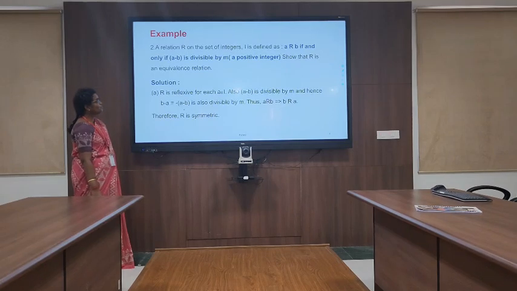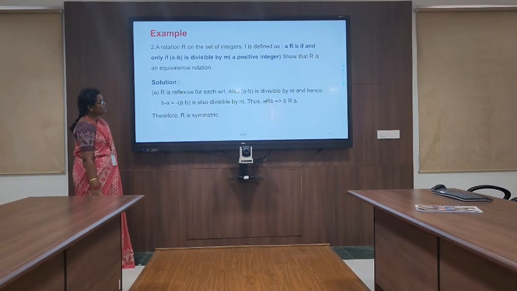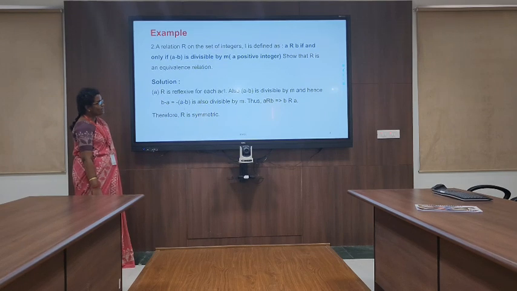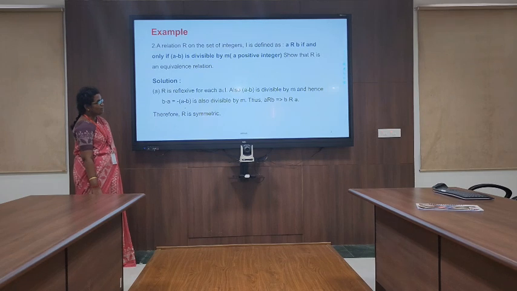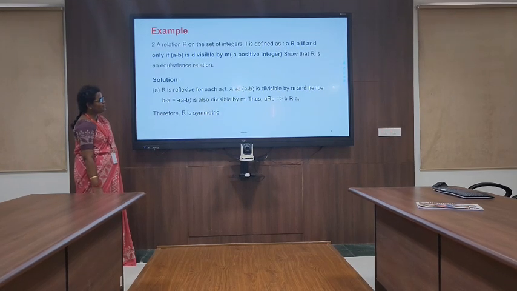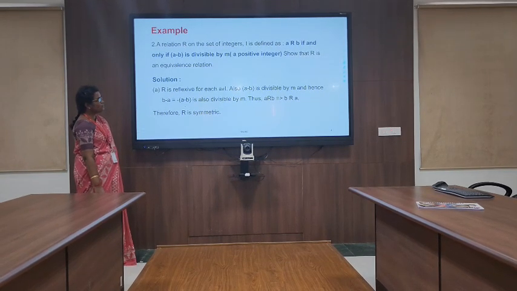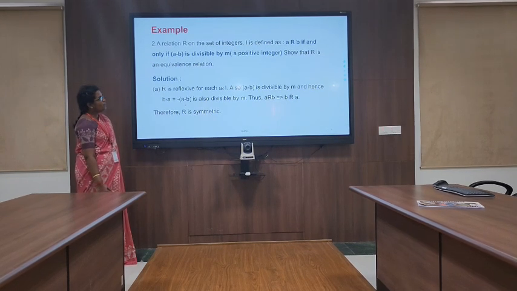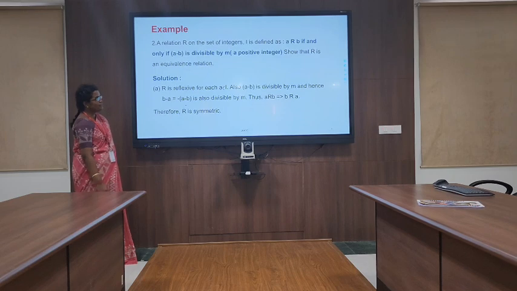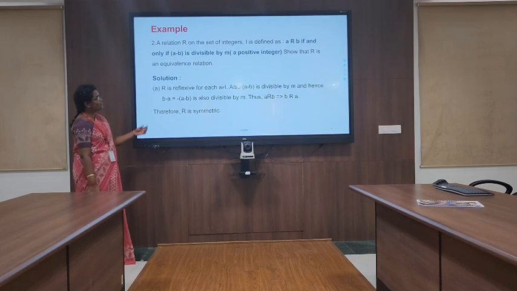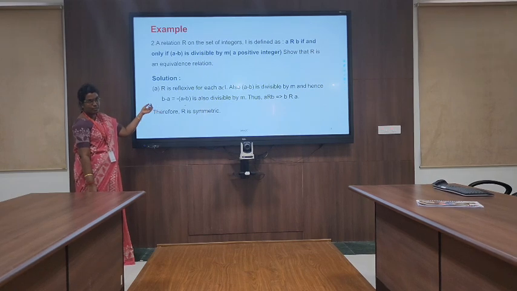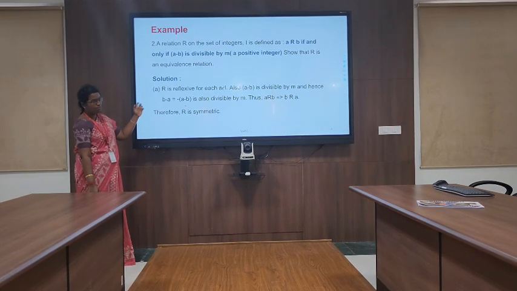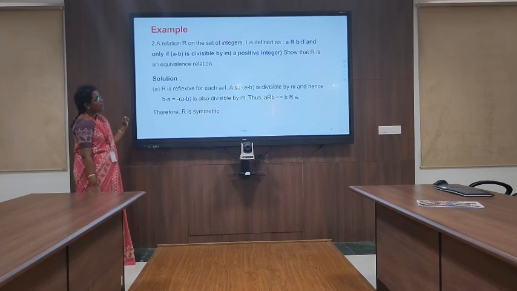Second question. A relation R on the set of integers I is defined as a related with b if and only if the difference a minus b is divisible by a positive integer m. So how is a relation R defined on the set of integers I here? The difference a minus b is taken. If it is divisible by m, the elements a and b are related. This is how R is defined.